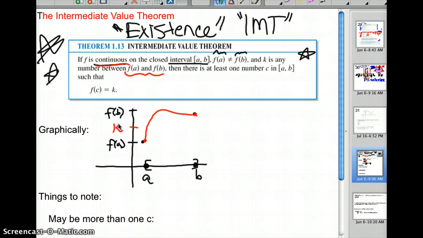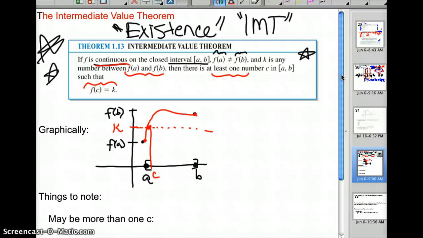What this says is there must be at least one number in this interval so that f of c equals k. So watch, I'm going to go like this and head across here. And I've got it right there. f of c, my y value of c, equals k. And that's the graphical and the book definition of it.